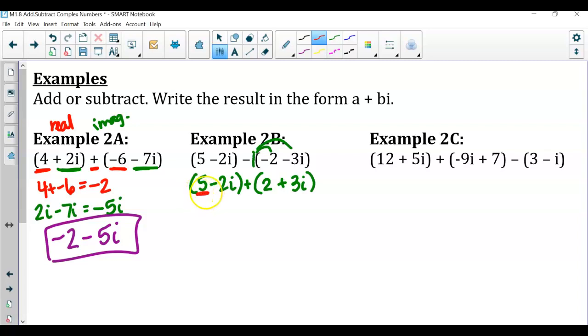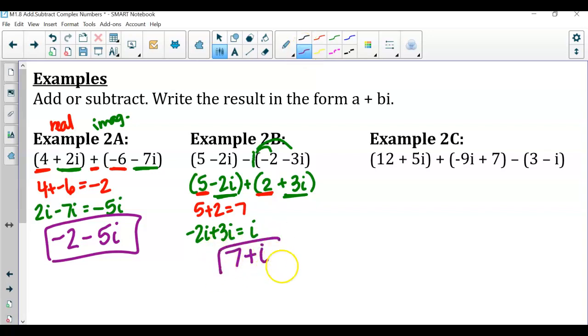Our real, so 5 plus 2 is 7, and then our imaginary, which here are negative 2i plus 3i. Negative 2i plus 3i now gives you 1i, or remember, that can just be written as i. So our final answer is 7 plus i.